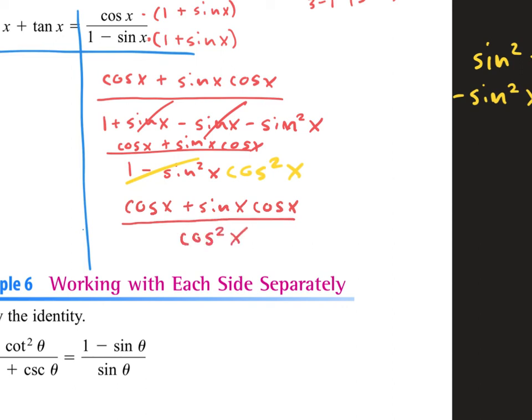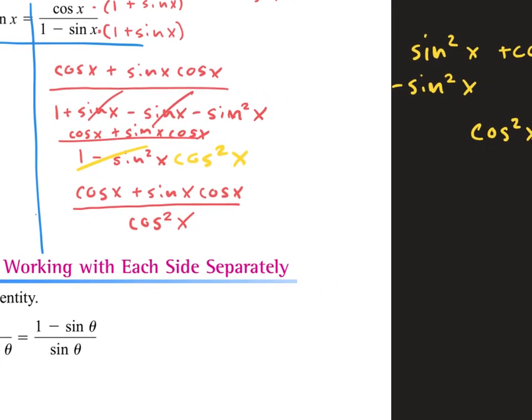All right, what can we do next? Cancel the cosine. Awesome. We have a cosine on the top and a cosine on the bottom. So I'm going to take out the cosine on the top. We have cosine x, 1 plus sine x on the top, and cosine squared x on the bottom. Matthew says to cancel out one of the cosines on the top with one on the bottom.